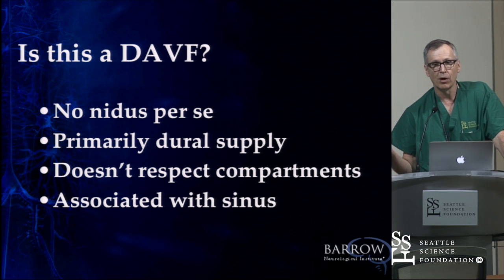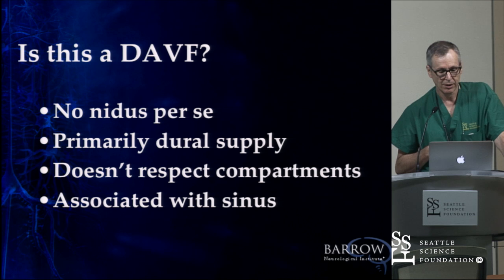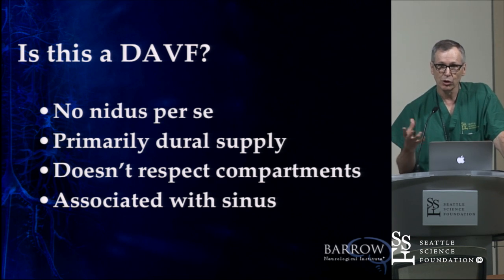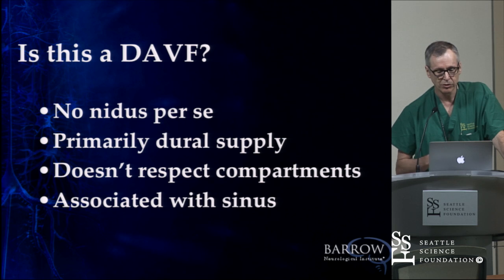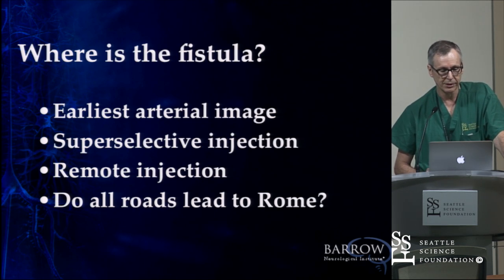AVMs will respect compartments. You won't see with any frequency at all, if ever, an AVM that extends from supratentorial to infratentorial. But dural fistulas, you will see the draining veins not respecting the compartments. And is it associated with a sinus or is it distant from a sinus? So those are sort of the tip-offs just on your initial screening image.